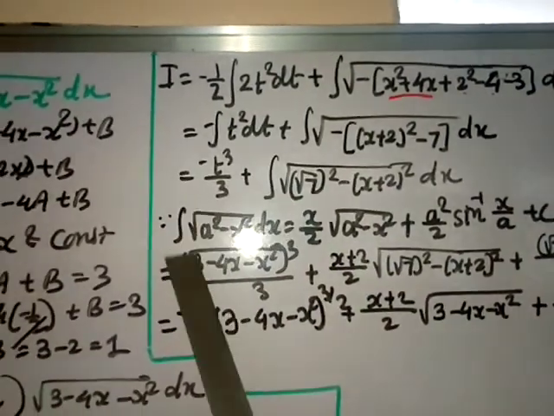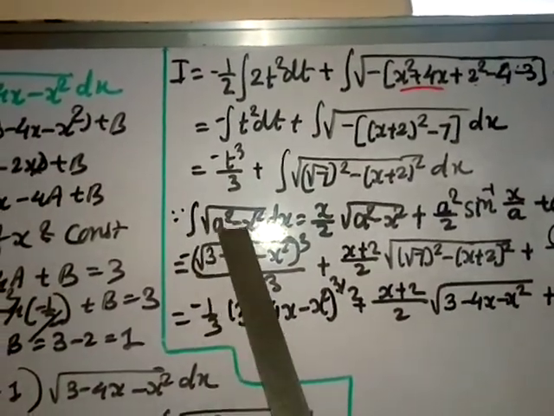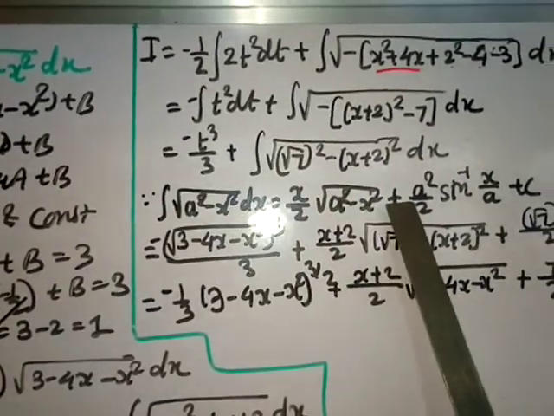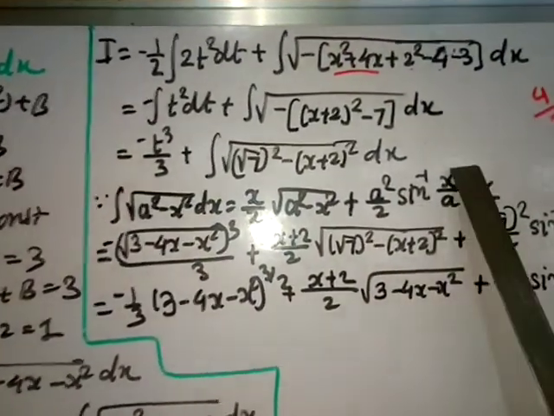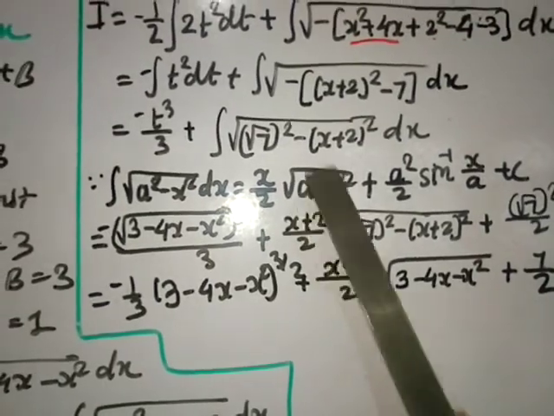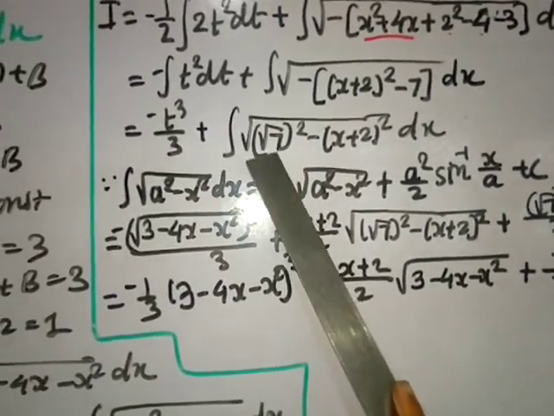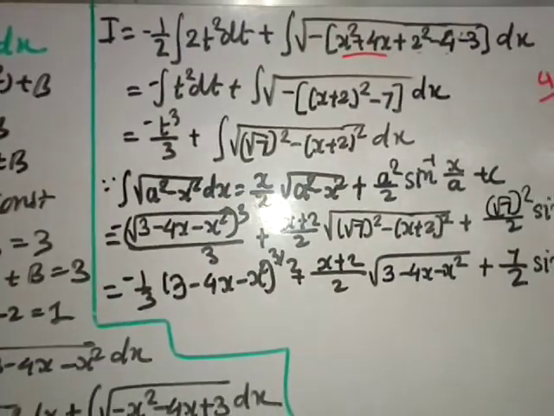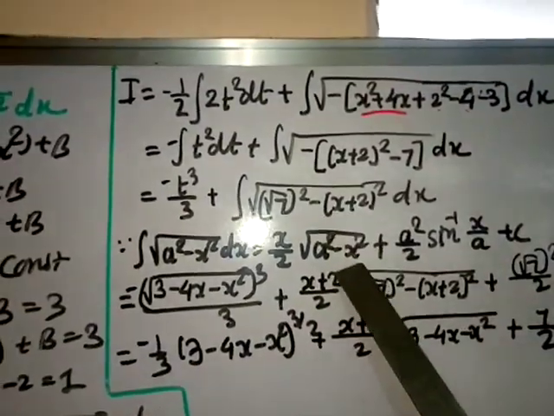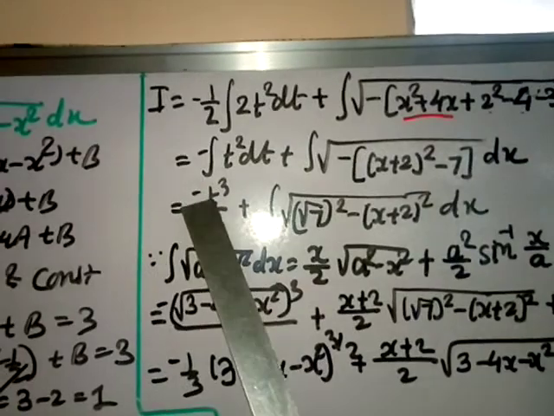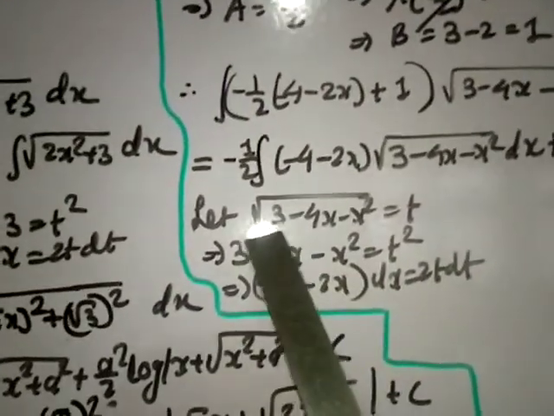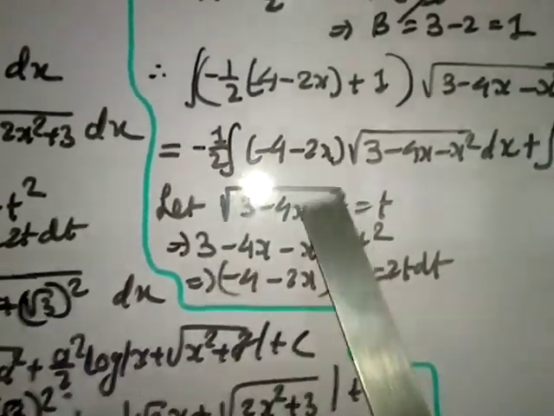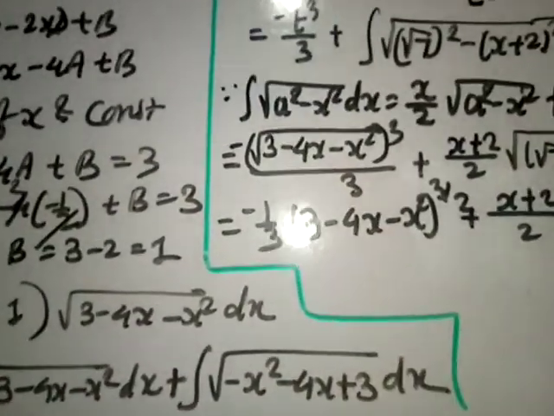Now this is the identity: integral of square root of a square minus x square dx equal to x by 2 square root of a square minus x square plus a square by 2 sin inverse x by a plus c. Here a is equal to root 7 and x is equal to x plus 2. Here a is root 7. I made a mistake, it is root 7 and x plus 2 is x. And this one is t value I am putting back. T you are taking as square root of 3 minus 4x minus x square. So put that value, divide by 3.